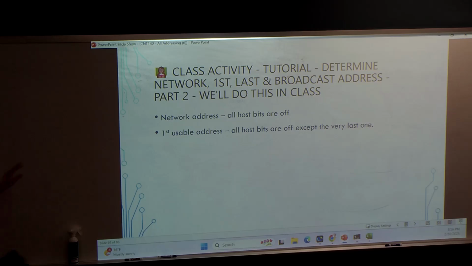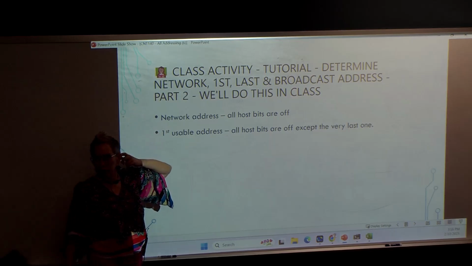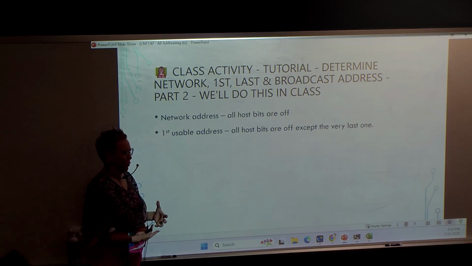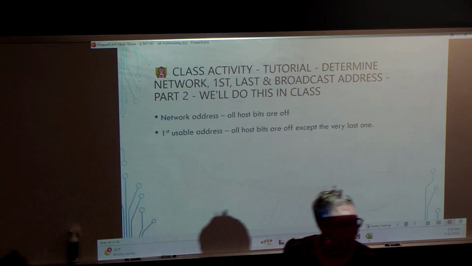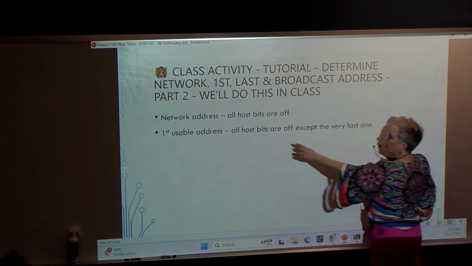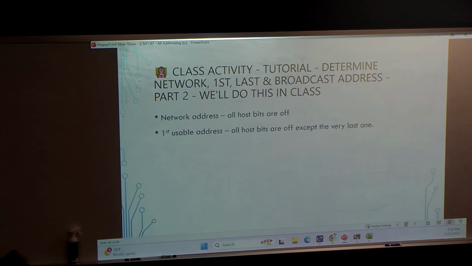A first usable address, because remember, we have two addresses that aren't usable. The network address, and what's the other one? The broadcast. But we need to know what addresses I can use. What addresses can I assign to this computer and that projector and that computer? What we're going to do is figure out what the first usable address is and the last usable, and everything in between. Are those usable? Yeah, they're usable, okay? The definition of the first usable address is when all the host bits are off except the last one.